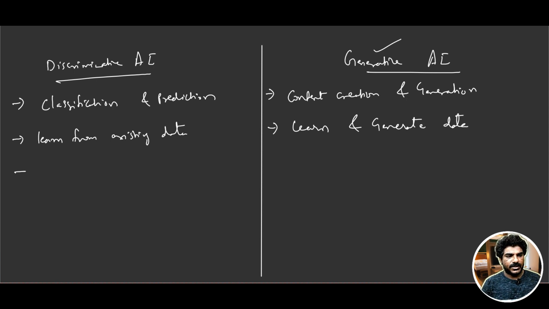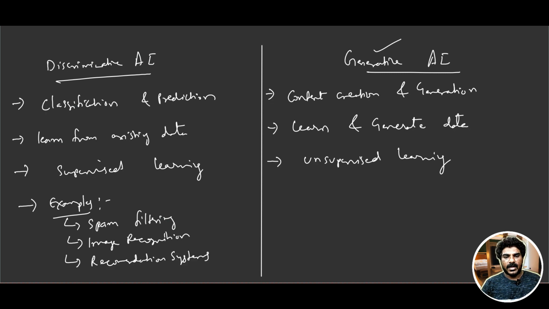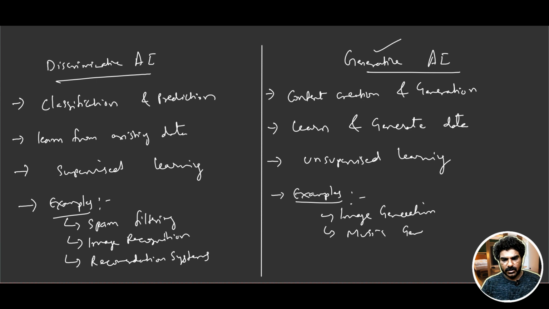On the training side, discriminative AI uses supervised learning, and the training in generative AI is typically unsupervised. Some examples of discriminative AI are spam filtering, image recognition, and recommendation systems. A few examples from the generative AI side are image generation, music generation, and text generation. You can also generate code, right?